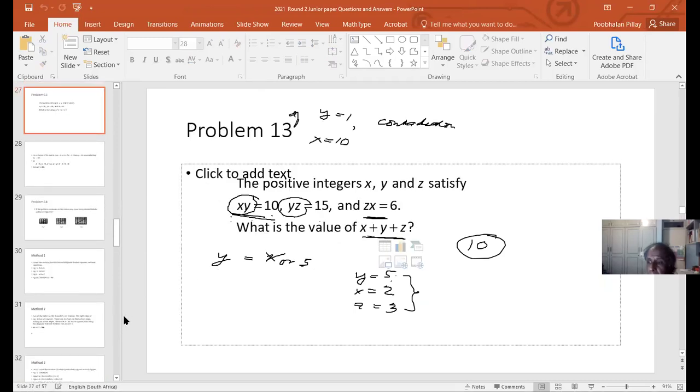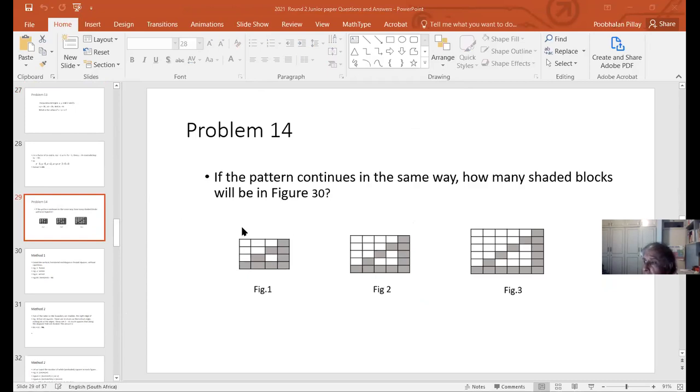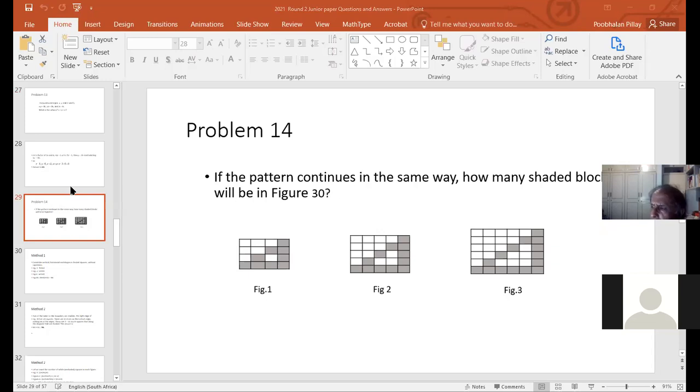Okay, so the next problem is problem number 14. If the pattern continues in the same way, how many shaded blocks will be in figure 30? So let's see, they've got 3 patterns and you are asked to find how many shaded blocks there are in the 30th pattern. Now that's quite far away from this.